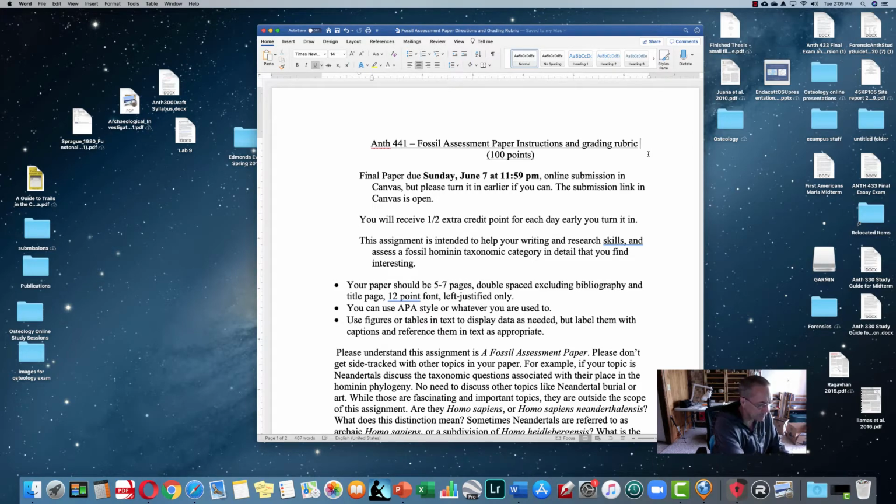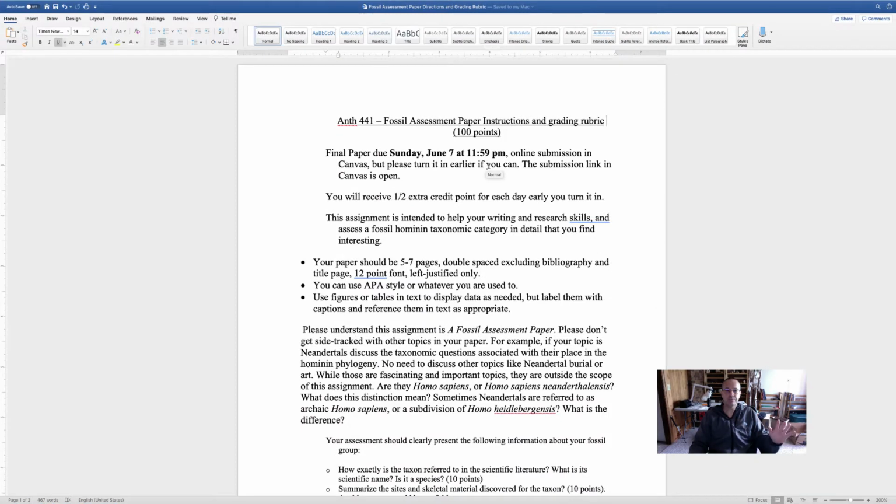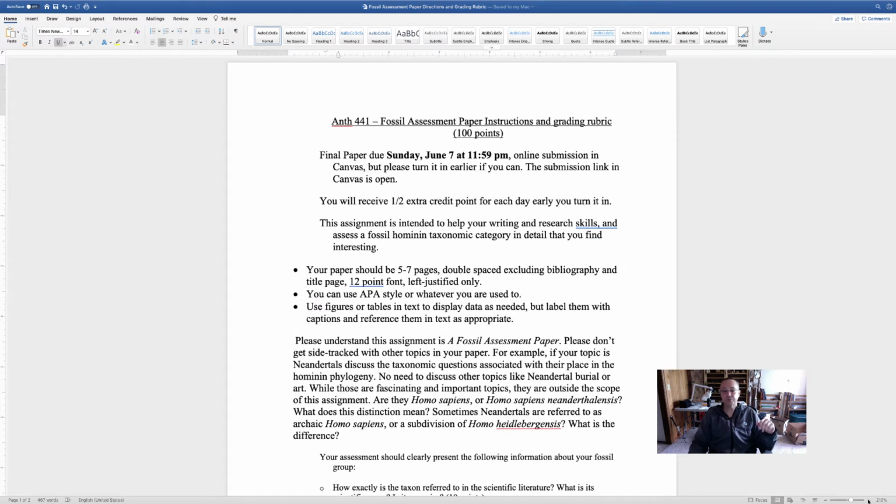And speaking of fossils, I just wanted to put together a little bit more clear guidance for you on your fossil assessment paper. A little bit more about exactly how to write it really and how it's going to be graded. Okay.